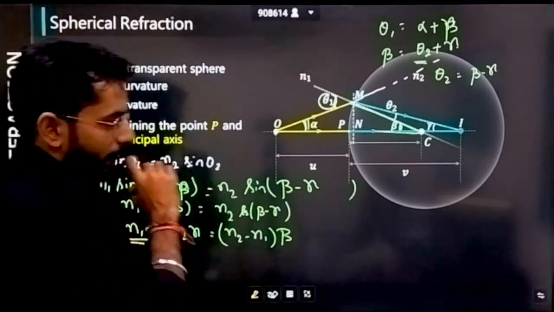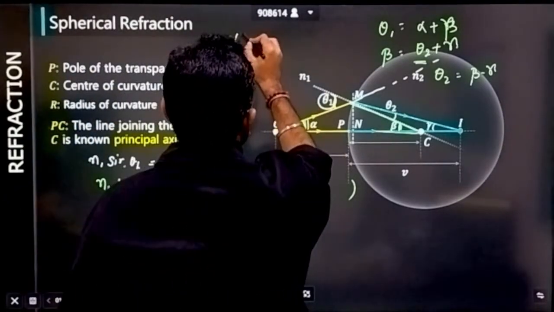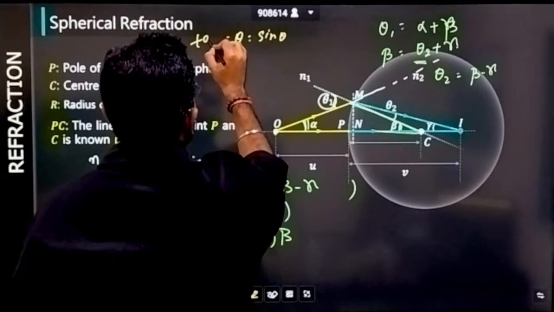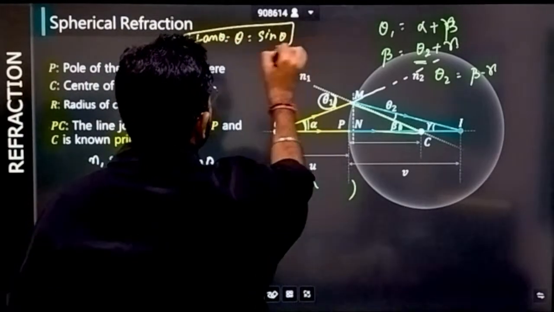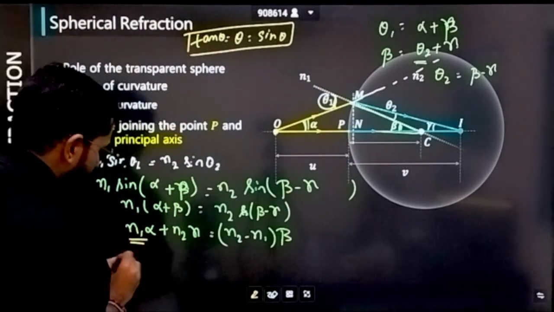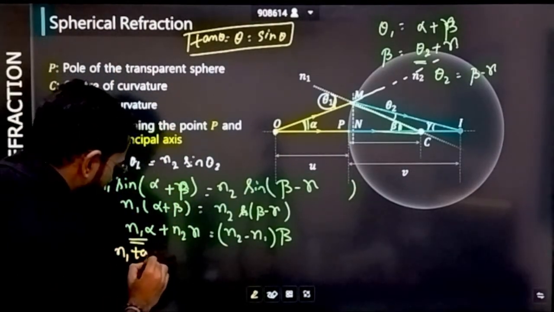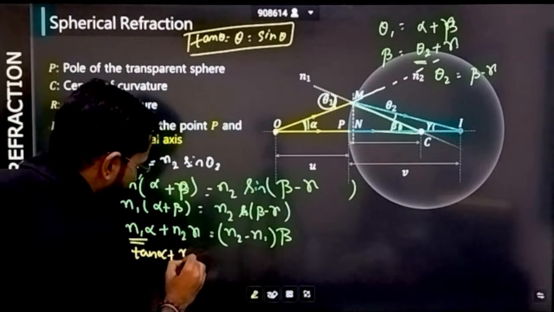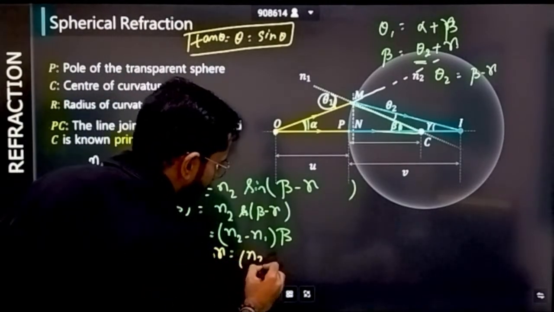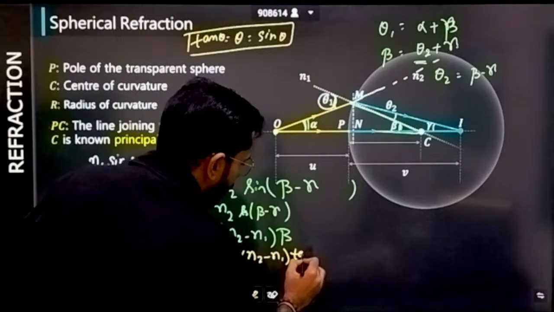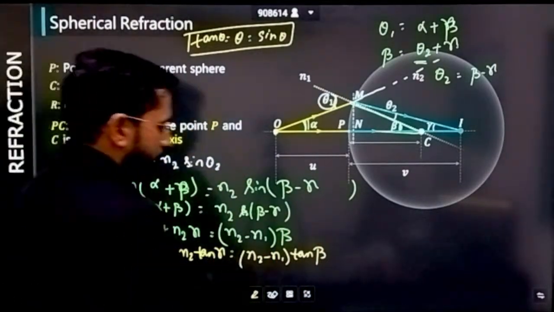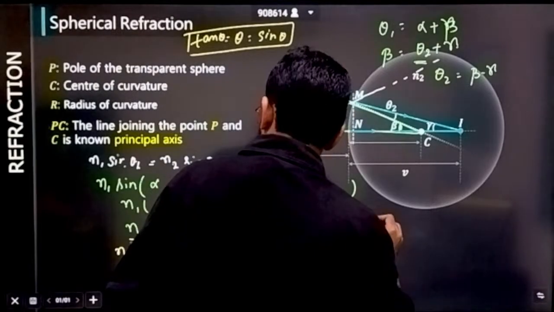Now, the property of small angles is what? Theta can be written as sine of theta, and it can also be written as tan of theta. All these things are valid. So I will now write this alpha as tan of alpha. That means how am I going to write it? Tan of alpha plus n2 I am going to write as tan of gamma, and here I am going to write n2 minus n1 tan of beta. Correct?